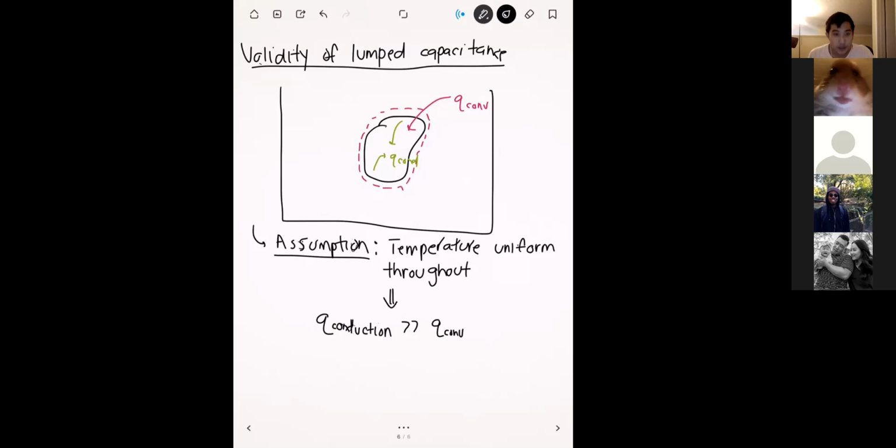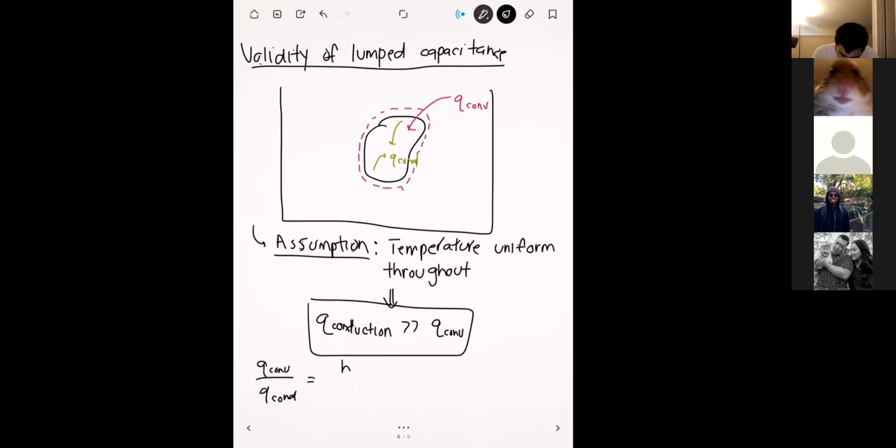It would be nice if we could come up with a number, or a way to assess whether this is true. If there's something we can simply plug into, to assess the ratio of these two, that would be nice. So let me give you this number right here. Let's say we want to compute the ratio of Q convection over Q conduction, and let's plug in some physical parameters that have to do with these.